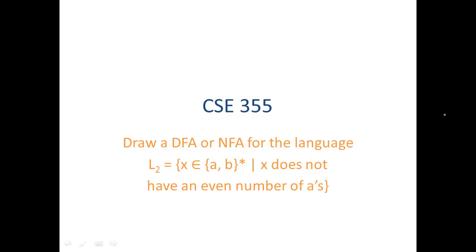The other way is to make the machine for the language that has an even number of A's and then take the complement. So let's try that method. Okay, so we want first a machine that's going to accept when we've read an even number of A's. Notice that 0 is an even number, right? Even numbers can be written in the form 2m, and 0 can be written in this form if m is 0, right?